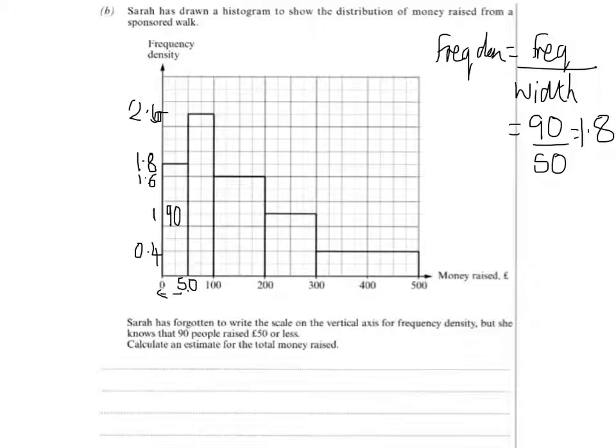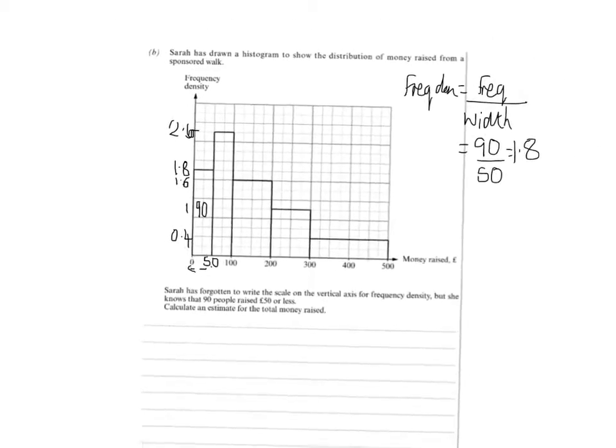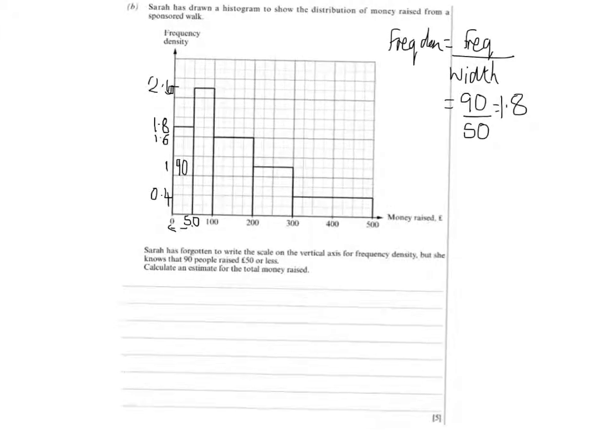So, going back to what I said about the frequency being given by the area of the bars, we now want to calculate an estimate for the total money raised. What that means is the combined areas of all 5 of these bars. So that is what we're going to look at doing. The first one we always know the area of because it's 90, we've been told that. For the area of the bars, we're obviously looking at the width times the height. So that's going to be the width of the interval times the frequency density.